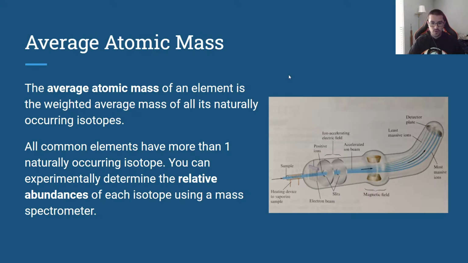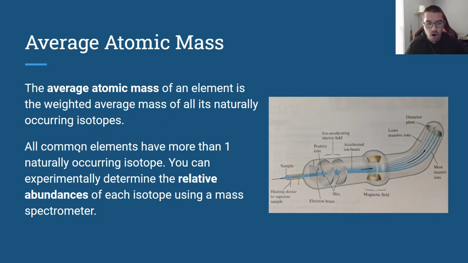Okay. Before we get into the calculation, though, I just want to spend a moment talking about how we collect this data. So the average atomic mass of an element is the weighted average mass of all its naturally occurring isotopes.